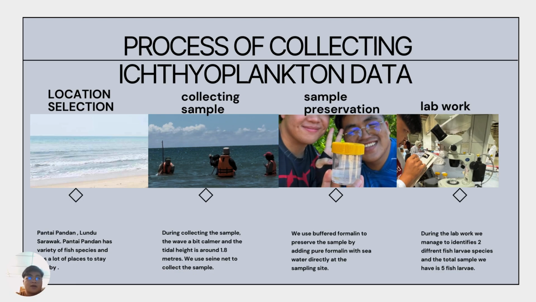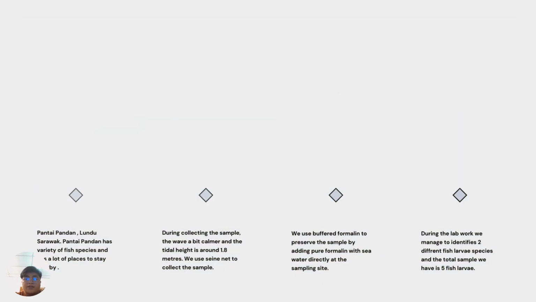The process of collecting Ichthyoplankton data. Pantai Pandan Lundut, Sarawak, has a variety of fish that we can get and has a lot of places to stay nearby. During the sample collecting, the wave was a bit calmer and the tidal height was around 1.8 meters. We used the scene net to collect the sample. For sample preservation, we use buffer formalin, adding pure formalin to the seawater directly at the sampling site. For lab work, we managed to identify two different fish larvae species, and the total sample we have is five fish larvae.